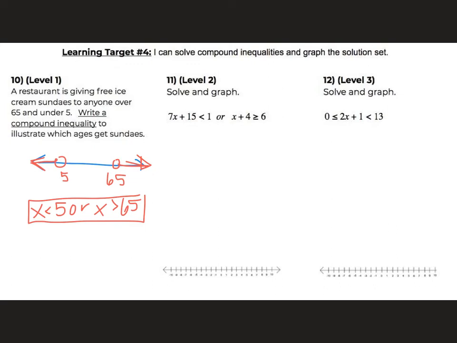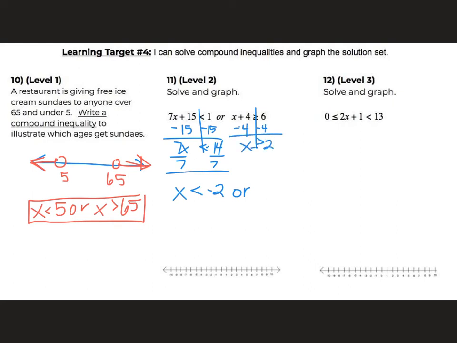Next one, we have another or here. Let's go ahead and subtract 15, leaving us with 7x is less than negative 14. Divide by 7 on both sides, leaving us with x is less than negative 2. Or subtract 4 from both sides, x is bigger than or equal to positive 2. So here's our inequality. Now we got a graph. So negative 2, we're going to have an open circle. Positive 2 will have a closed circle. Or we are facing away.